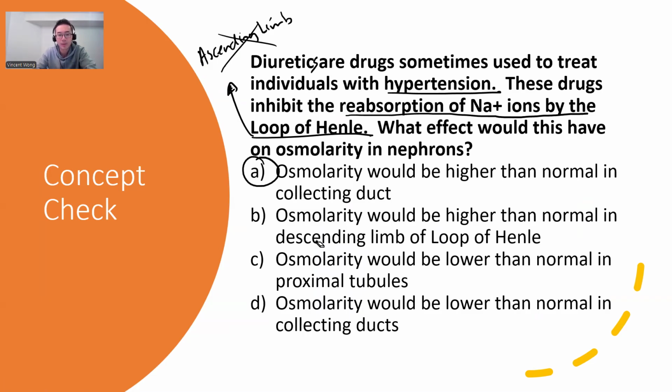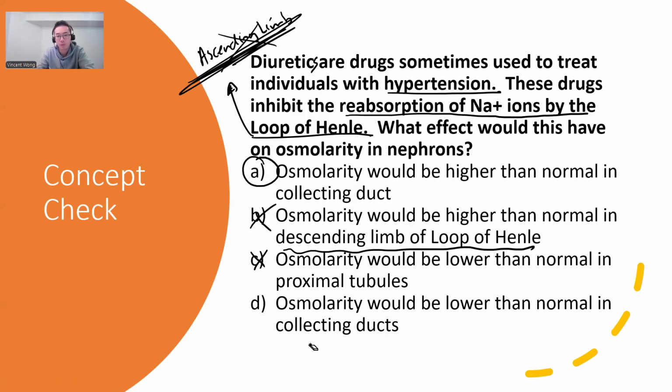Let's take a look at why the other ones are not good. Osmolarity would be higher than normal in descending loop of Henle. Well, this has absolutely nothing to do with the descending loop of Henle. It has to do with the ascending loop. In fact, the descending loop comes before the ascending limb, so it's going to have zero effect on the descending limb. Osmolarity will be lower than normal in proximal tubule. Again, that's nonsense. The proximal tubule is way earlier in the nephron. It's not going to be doing anything. This only affects the reabsorption of NaCl in the loop of Henle in the ascending limb.